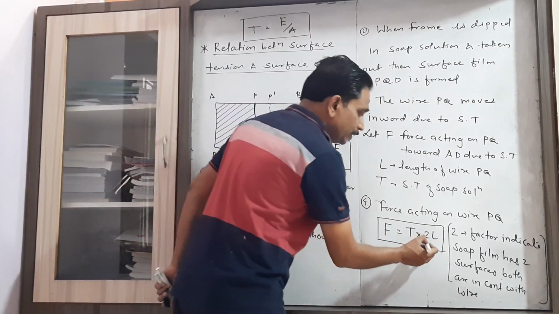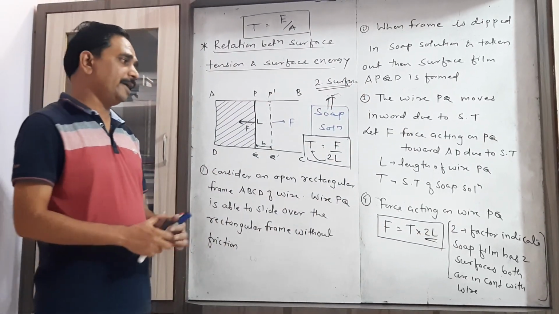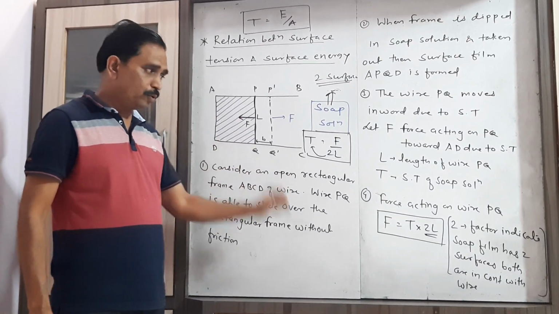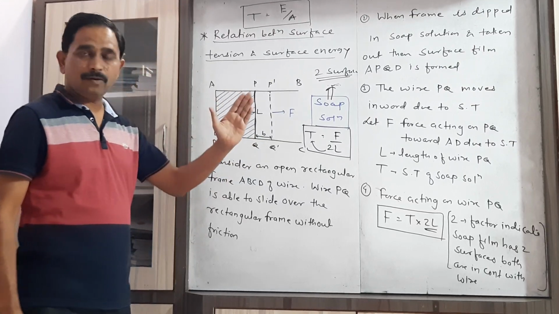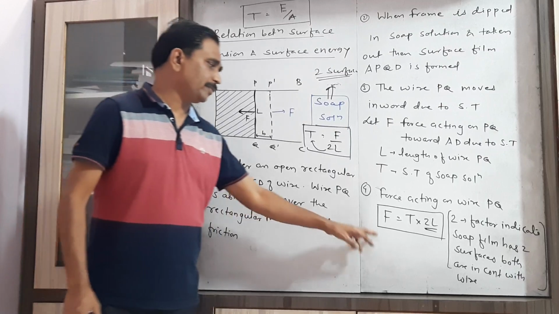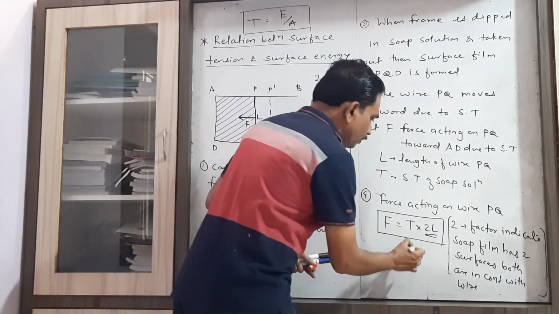Why is this factor 2 written here? The reason is that the factor 2 indicates the soap film has two surfaces and both surfaces are in contact with the wire: the front side of the wire and the back side of the wire. So that's why we write here 2. So that is our equation number 1.